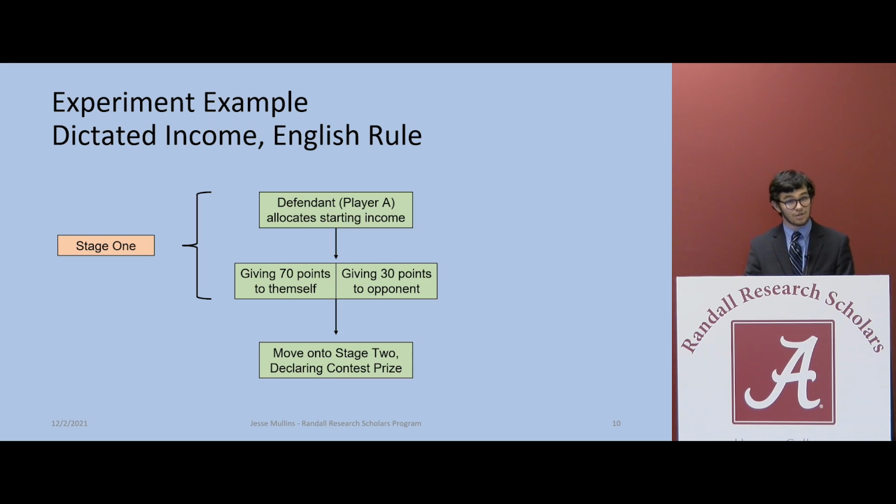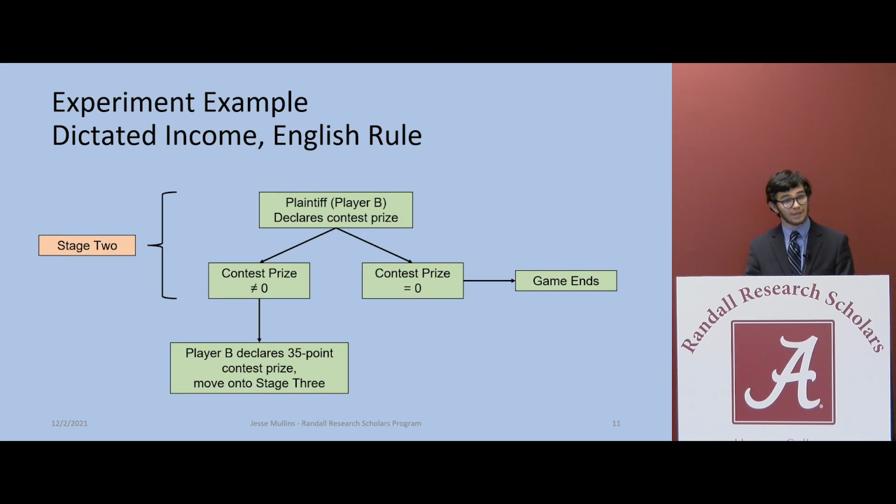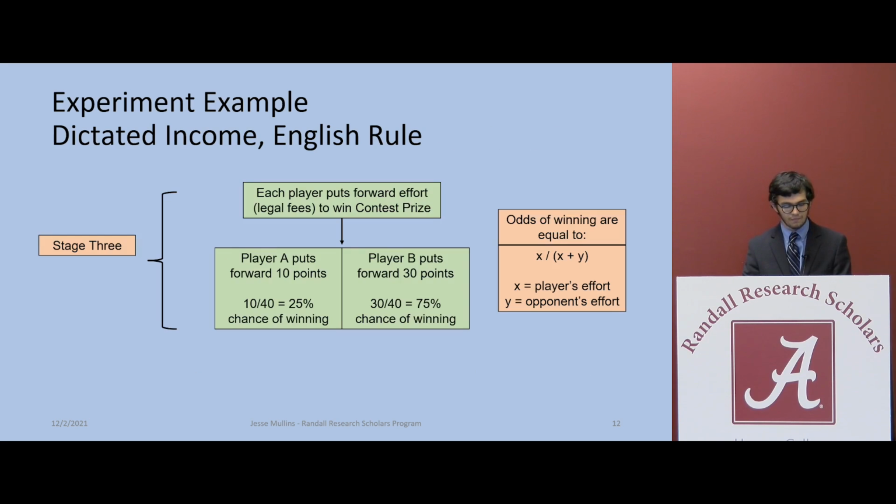We then move on to stage 2, the contest prize, where the plaintiff, player B, has the opportunity to declare a prize. Once again, if they were happy with those 30 points that they received, they could end the game right then and there. But for the purposes of this experiment, let's assume that they're unhappy and want more. So they declare a 35-point contest prize, meaning that they want to take 35 points from player A. And we move on to stage 3, where each player puts forward effort to win a contest, this effort representing the legal fees in a litigation.